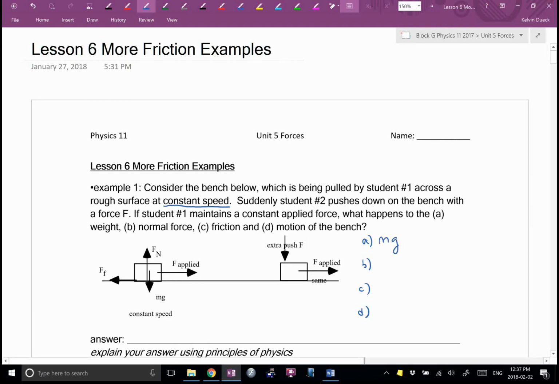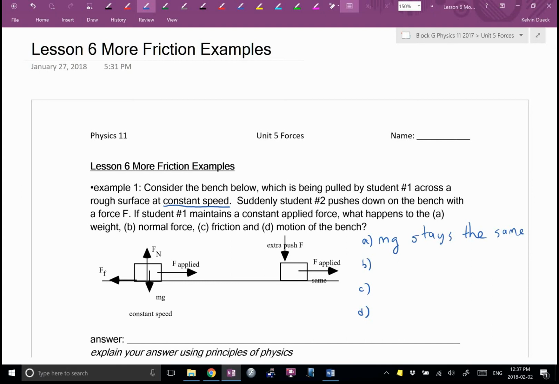mg. Nick, when Cole sits on the bench, does the mass of the bench change? No. mg stays the same. So is the reason that things change because the bench changed? No.